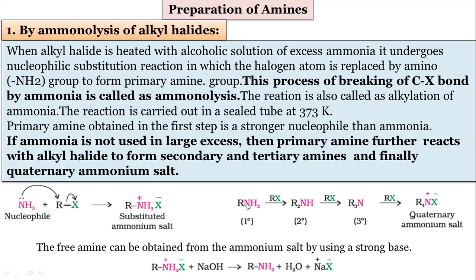See, RNH2, the primary amine, is formed first when ammonia reacts with alkyl halide. Then as the alkyl halide is used in excess, it again reacts to give the secondary amine, and the alkyl halide again reacts to give the tertiary amine, and the alkyl halide again reacts with the tertiary amine to give the final product, the quaternary ammonium salt. This possibility is there when the alkyl halide is used in excess.